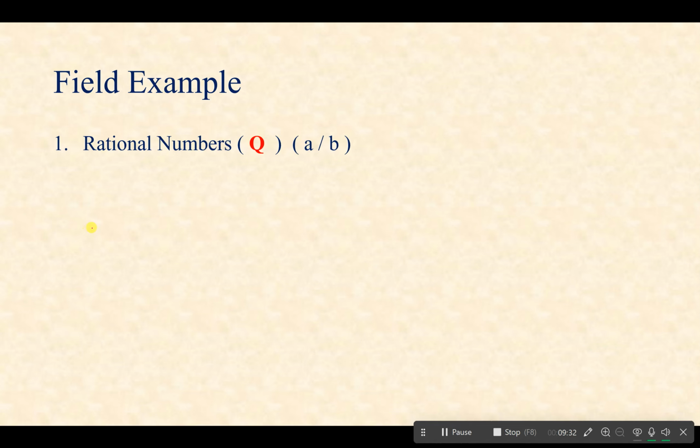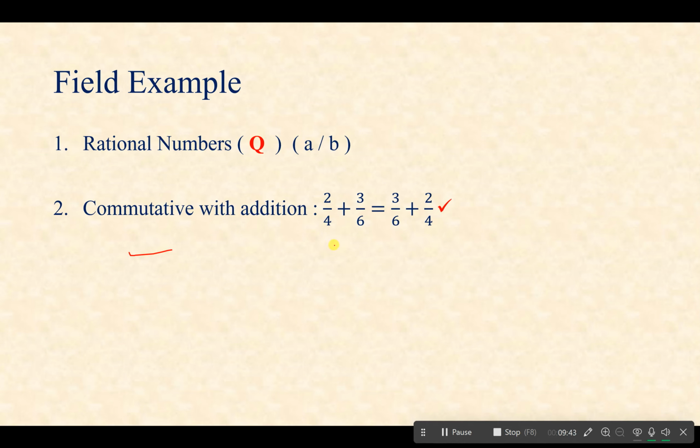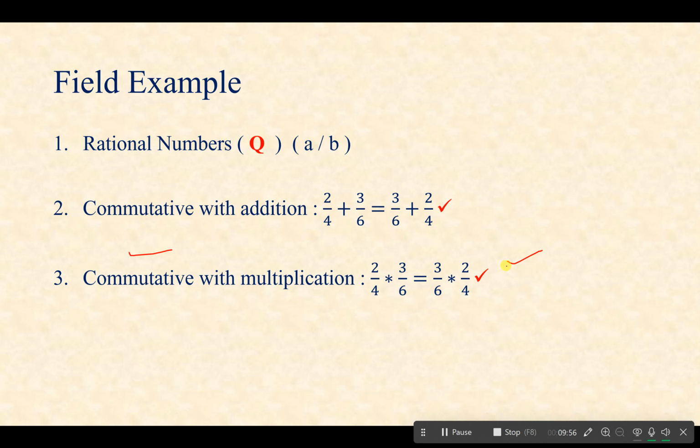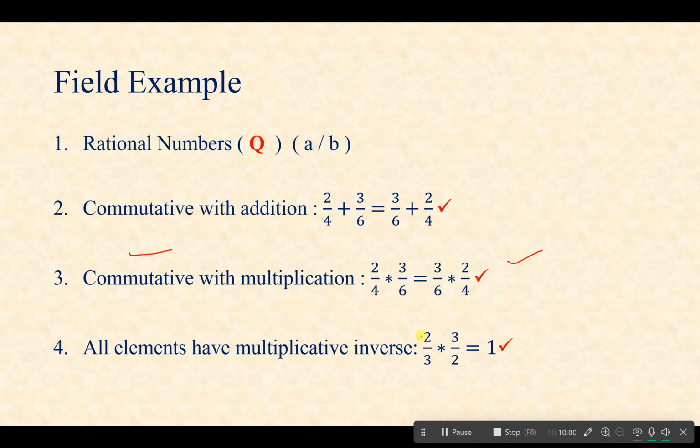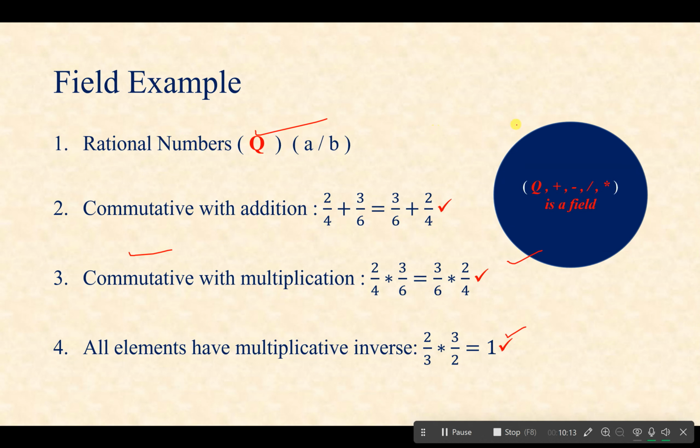As you can see, take the set of all rational numbers. Rational numbers are numbers which are written as fractions, 1 by 2, 1 by 3, 3 by 4. These are all called rational numbers. Rational numbers are commutative with respect to addition. It doesn't matter if you add 2 by 4 plus 3 by 6 or 3 by 6 plus 2 by 4, the result does not change. In the same way, in multiplication also the result does not change. For example, if you take 2 by 3, its inverse is 3 by 2, so if you multiply them, you will get 1. So all the axioms are satisfied, and we can say the set of all rational numbers forms a field. So this is what is written: the set of all rational numbers Q with the operations plus, minus, division and multiplication is a field.